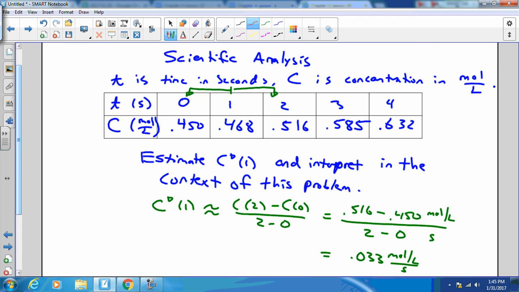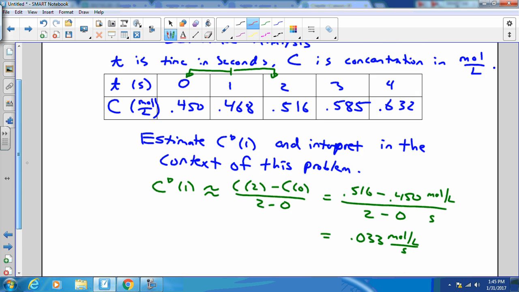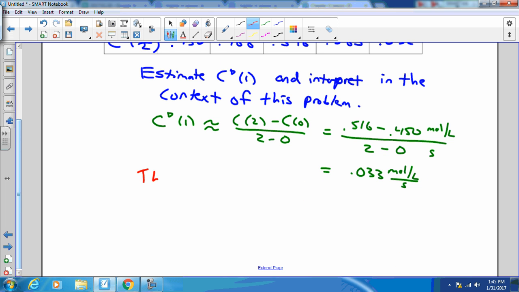Now, how do I interpret this result in the context of the problem? We're going to say, first of all, what does C represent? Concentration. So we're going to say the concentration is increasing. Good.